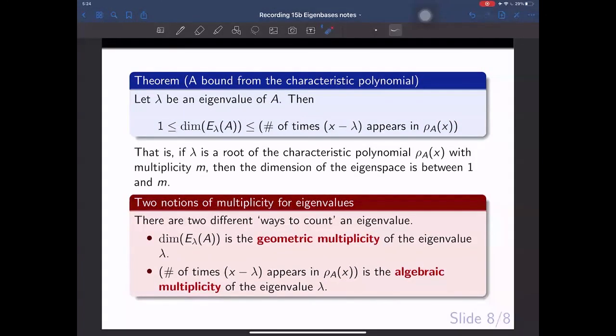This is the end of lecture 15b. Next time, we will talk about an application of eigenbases, which is a way to diagonalize a matrix if that matrix has an eigenbasis.